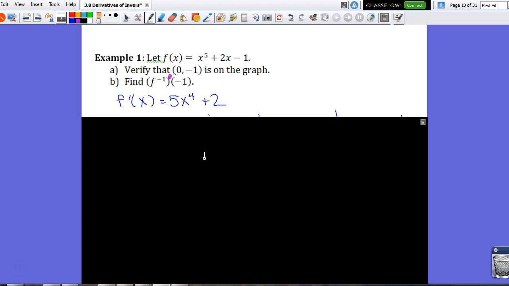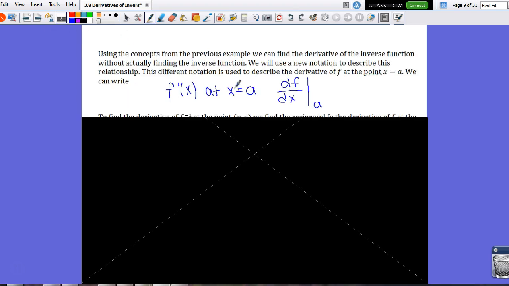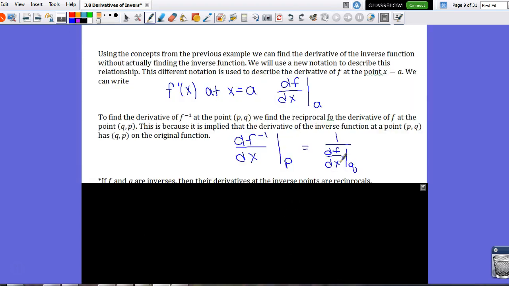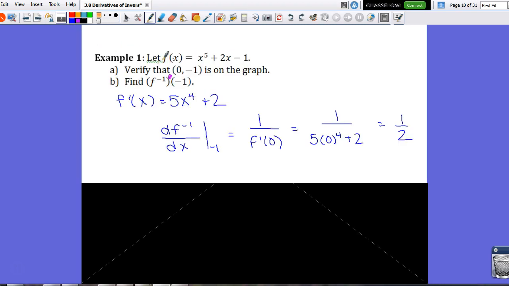No. All we have to do is confirm that when y is -1, x is 0. So if you plug in 0 here, what do you get? Perfect. So according to the formula on the previous page, we need to find 1 over the derivative at my x value.